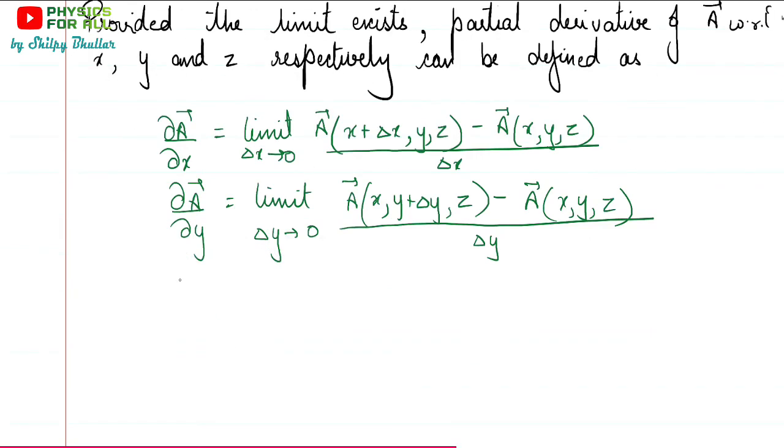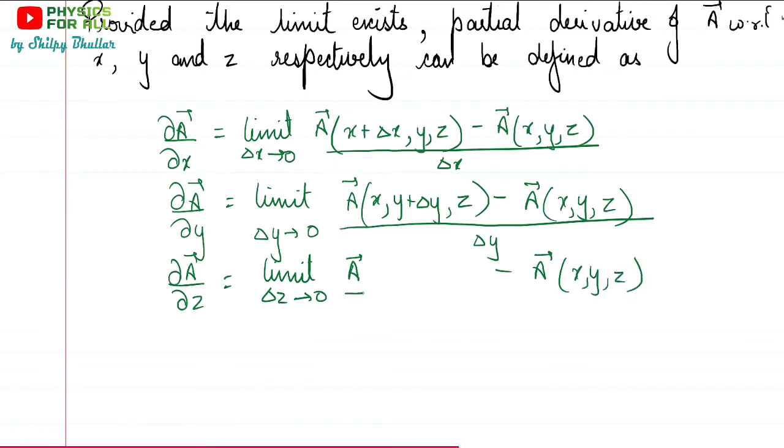And what would it be for z? This function as it is, and obviously we are studying with respect to z, so a small change in z, and now x as it is, y as it is, but a small change in z. So this is how we represent it.